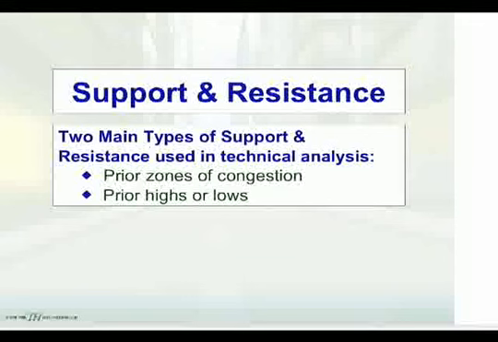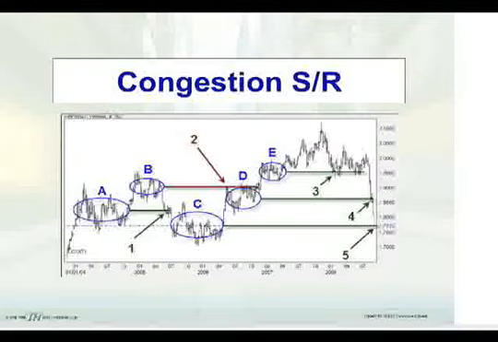Now, when we're looking at the support and resistance levels, two of the main types of support and resistance that I use are going to be things like the previous zones of congestion as well as the prior highs and lows. Now, when I'm talking about a previous zone of congestion, basically what I'm looking at is some sort of trading range or basing type of action.